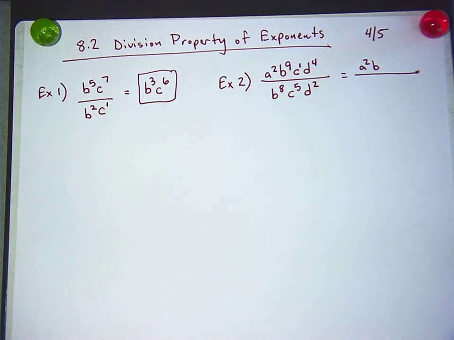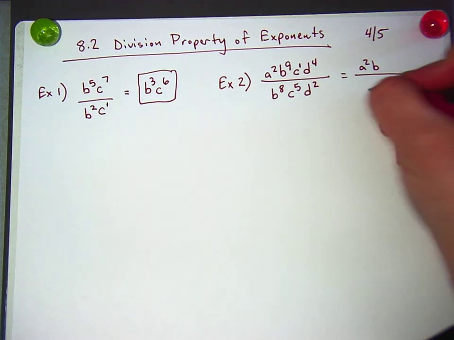Okay, there's 1 c on top and 5 c's on the bottom. It would be on the bottom. C to the 4th.